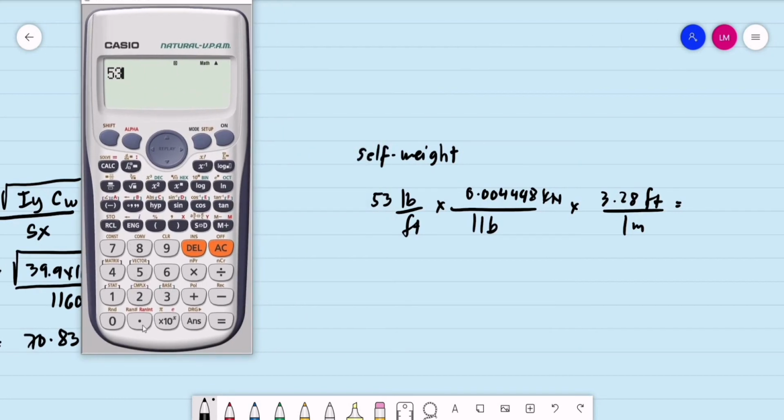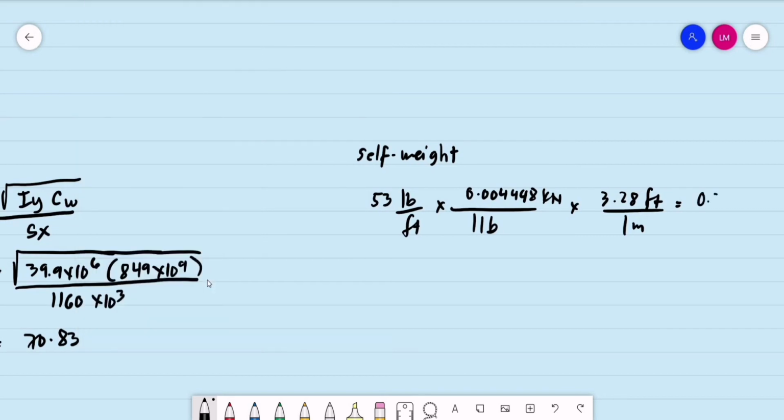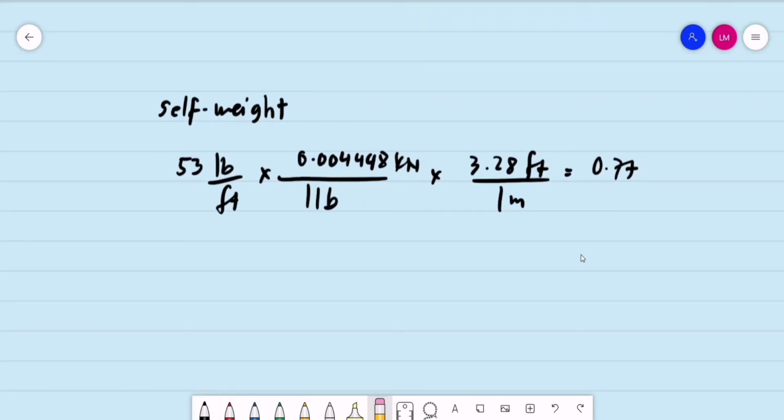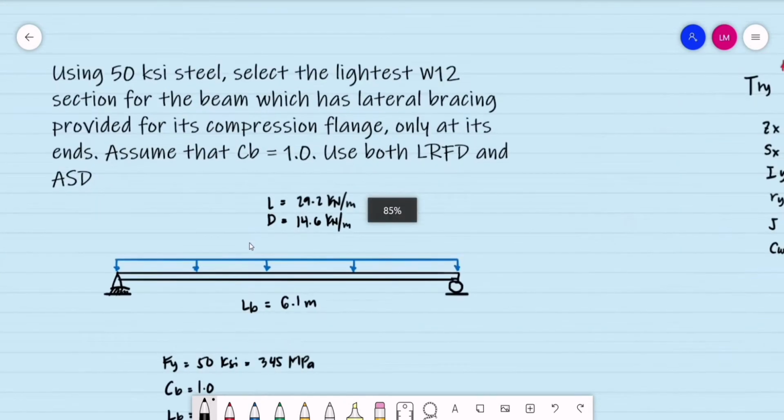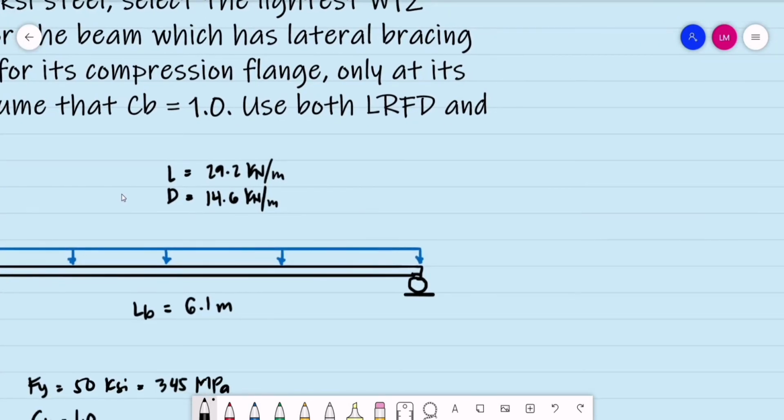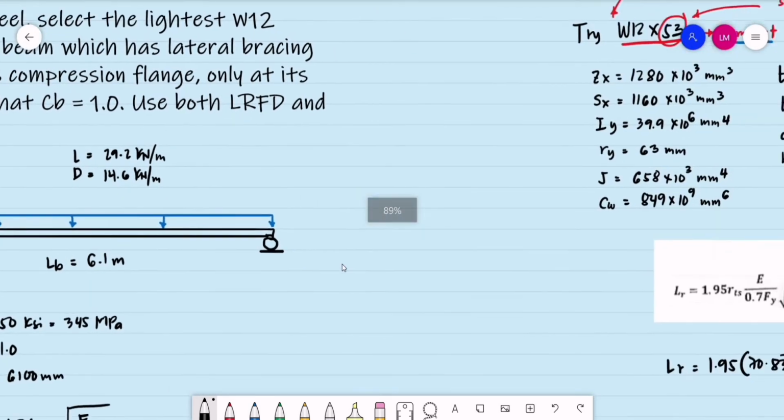So this is 53, then multiplied by 0.004448, and then multiplied by 3.28 feet. So we have that as 0.77. The weight of this beam or the weight of this section is equal to 0.77 kilonewton per meter. So let us determine the total dead load for this beam, including the self weight. So we have a live load of 29.2 kilonewtons per meter and a dead load of 14.6.